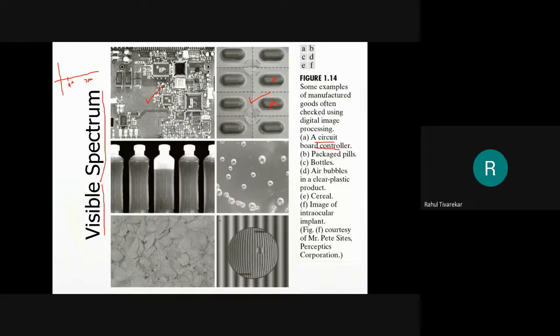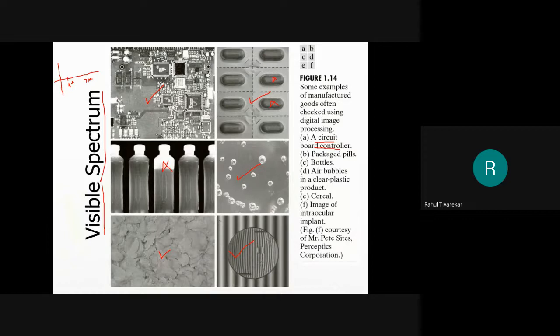This is another application where image processing is used to check whether the bottles are completely filled or not. If the bottle is not completely filled, then such a bottle will be rejected. This is an image where image processing is used to see if there are air bubbles in the clear plastic product. If there are air bubbles in the plastic product, it will be very delicate and will be rejected. And few other applications such as cereal and intracolor implant. So in many other applications we use image processing.